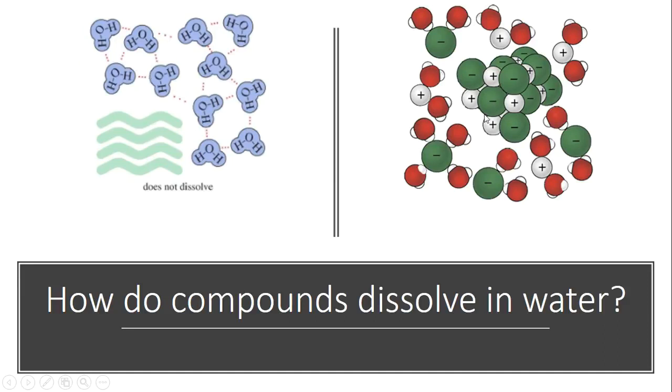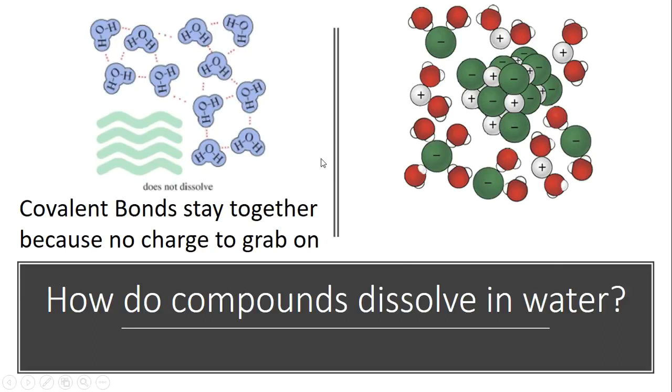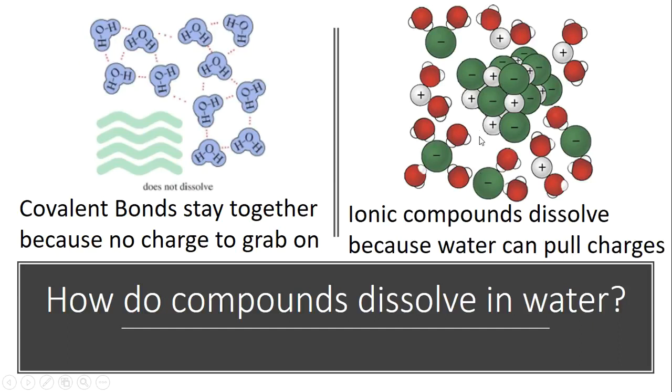Whereas if you try to put salt in there, now there is a positive or negative thing for things to hold on to. And that's why salty ionic things dissolve in water, right? Covalent bonds will stay together because there's no charge to grab onto. But because water is charged, it can grab onto all these charged pieces.